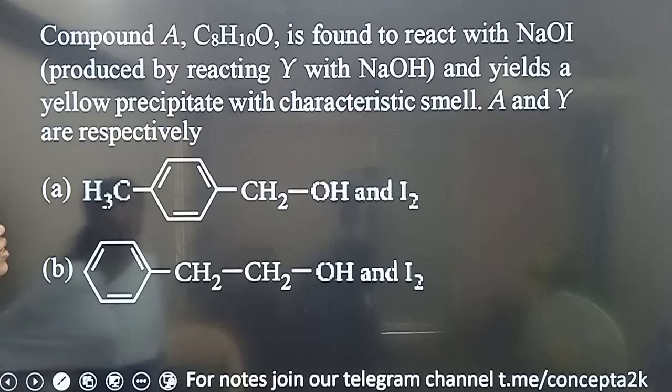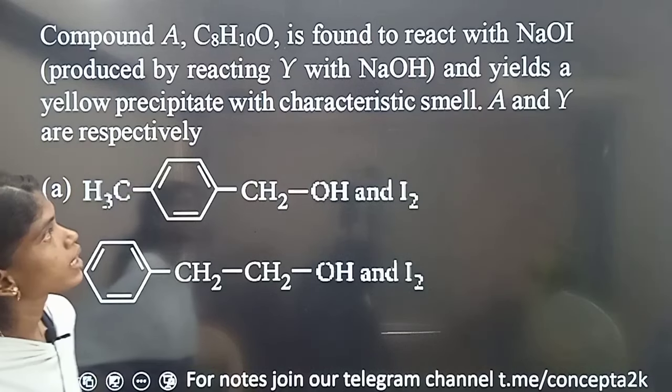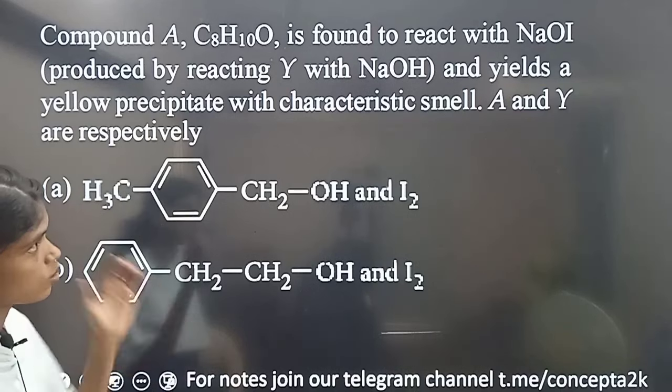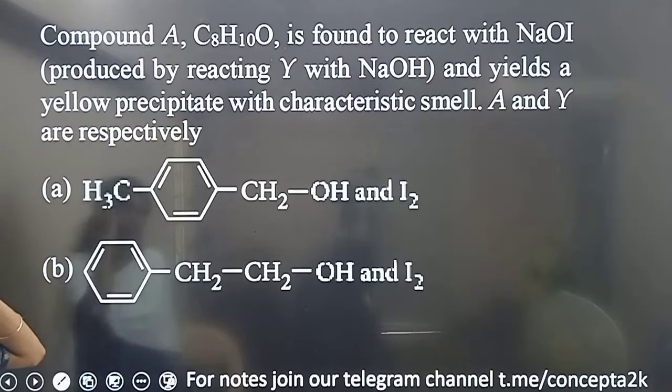Compound A, C8H10O, is found to react with sodium hydroxide. Y, produced by reacting with NaOH, yields a yellow precipitate with a characteristic smell. A and Y are respectively?